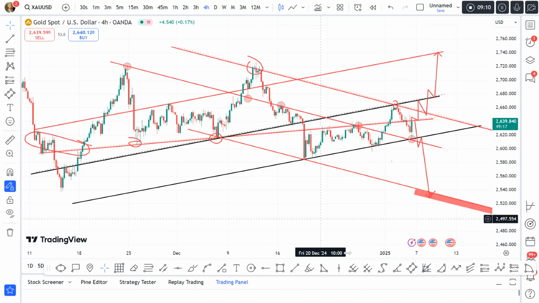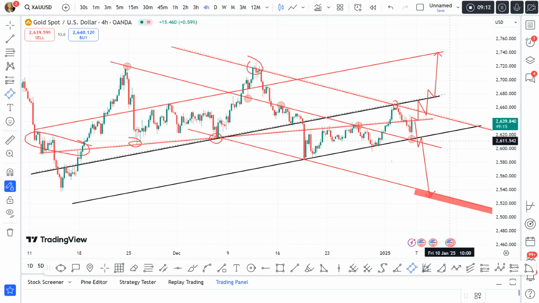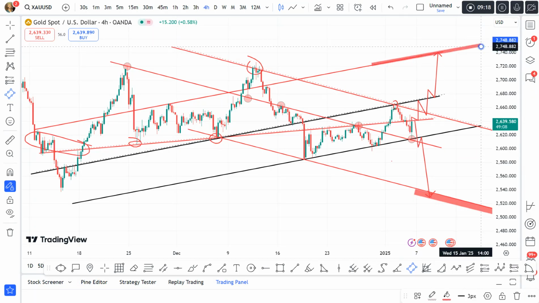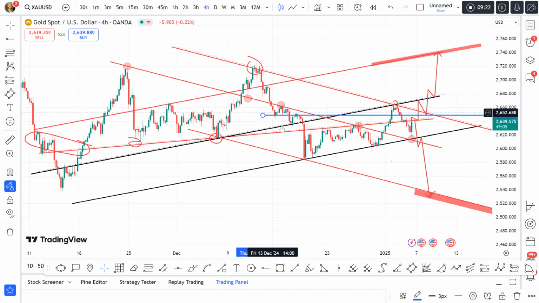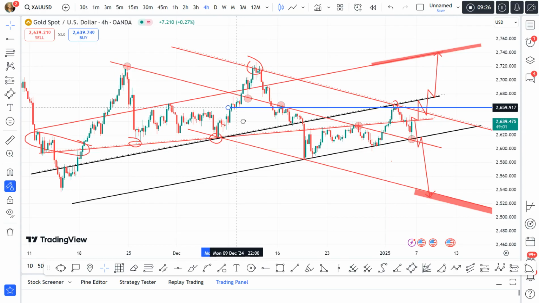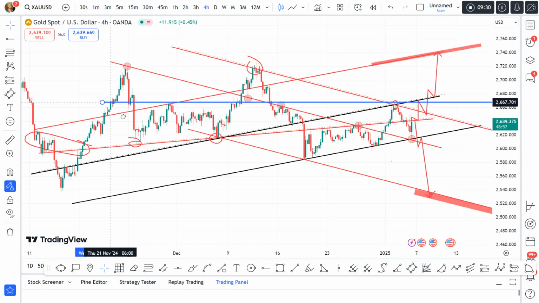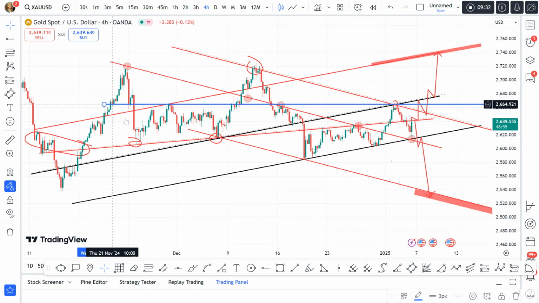So at this level, I'm not going to lie, if you see price here, don't be quick to sell it. Don't be quick to sell it. At this level, we also have another break of structure. So we want to see price break it, as a break of structure at this level, at 2664. So 2664 will be viewed.